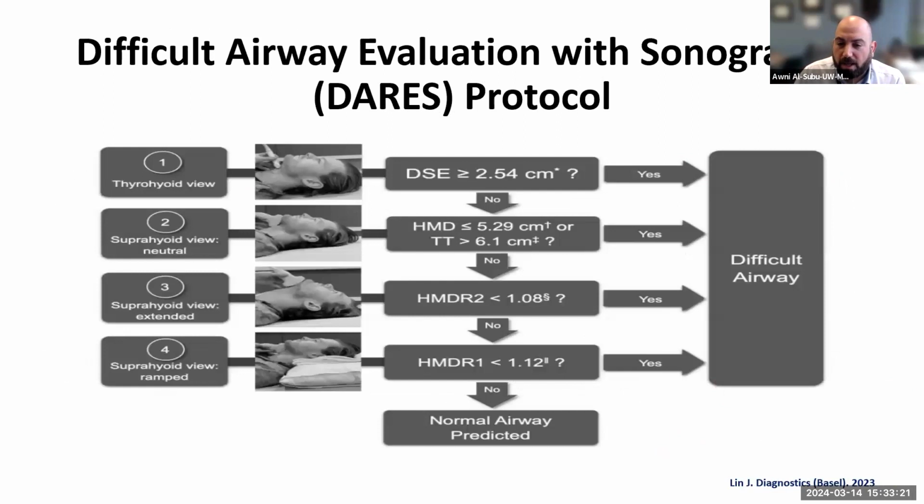Now, I really like this approach. This is for adult patients, published by Lin in 2023, and they call it the DARES protocol. They start with the thyroid view and then go into the suprahyoid view. And then they do the hyomental distance and tongue thickness in neutral, hyperextended, and flexed positions. And they use it as a way to see if they can predict difficult airway or not.